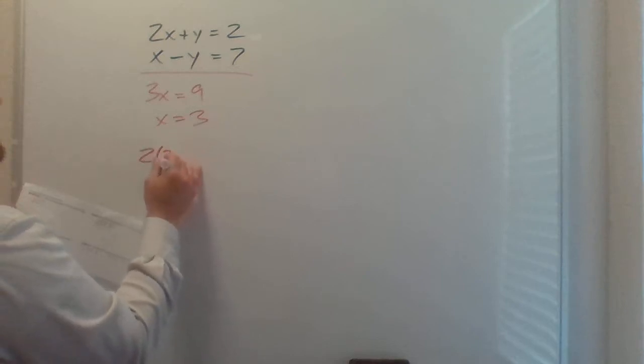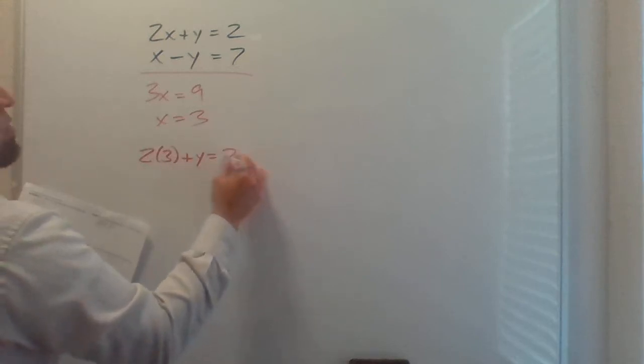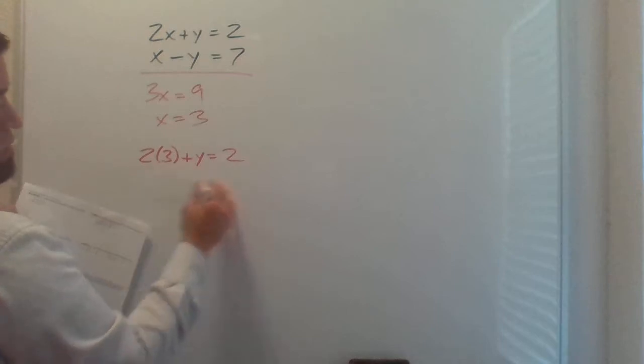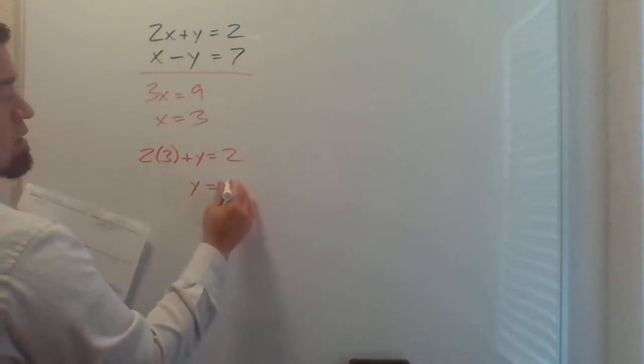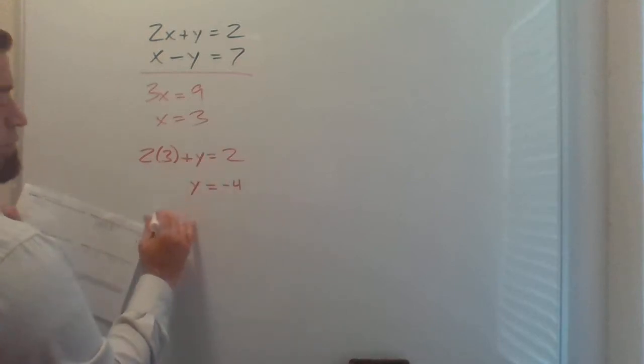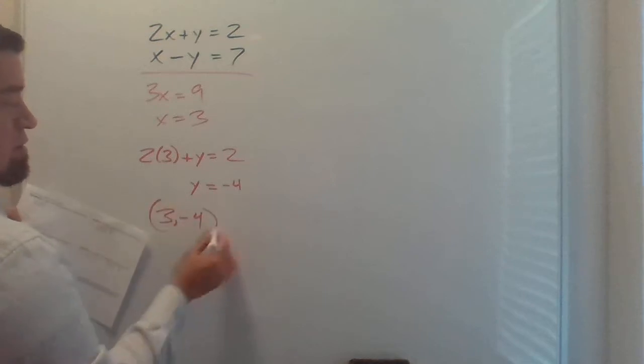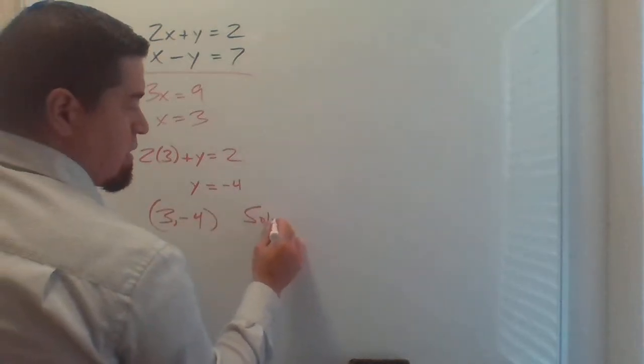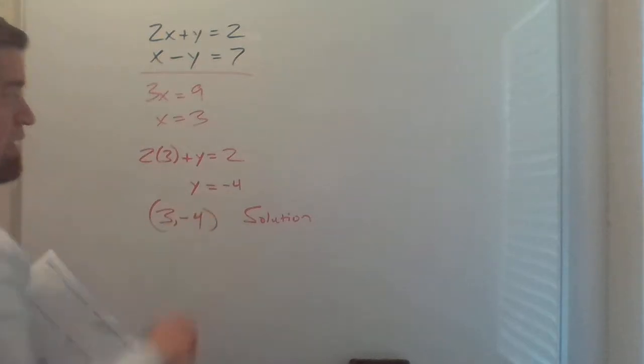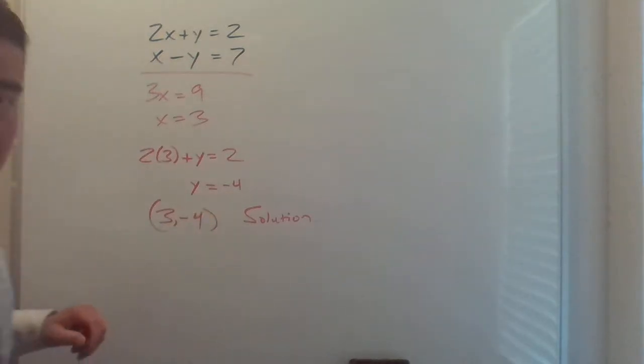So I can plug it into, substitute it into either one. So 2 times 3 plus y equals 2. That's going to be 6. Subtract 6 from here. That's -4. So my coordinate, or my intersection, or my solution, is 3, -4.